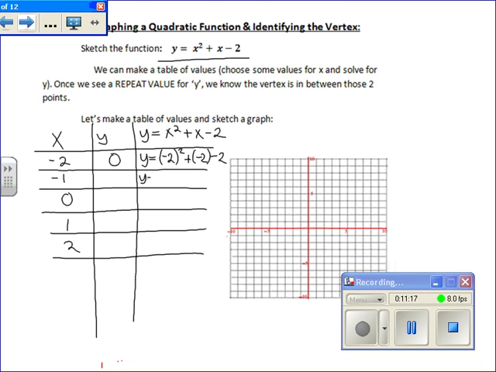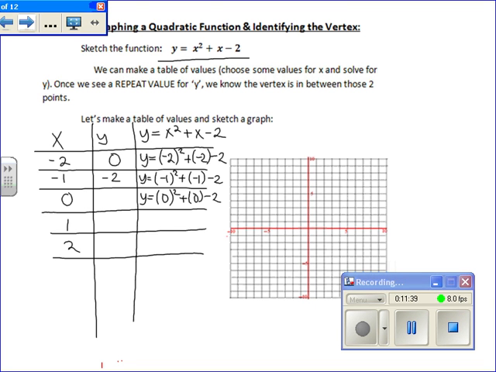Okay, let's do it again for x is equal to -1. I'm going to put in a -1 everywhere that I see an x. And I'm going to get -1 squared, which is 1. 1 minus 1 is 0. And 0 minus 2 is -2. All right, let's put in a 0 now for the x.